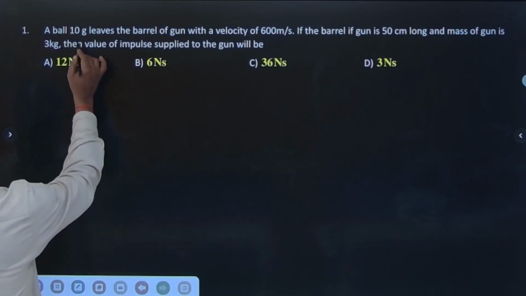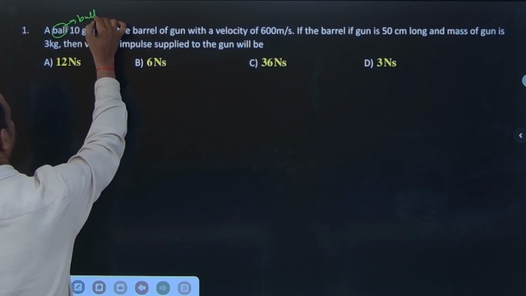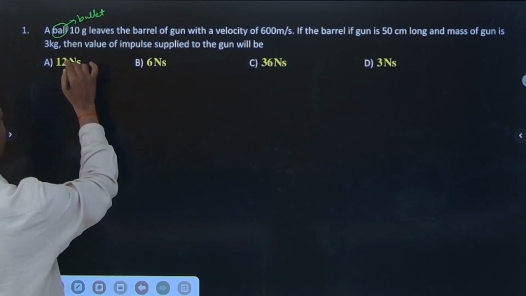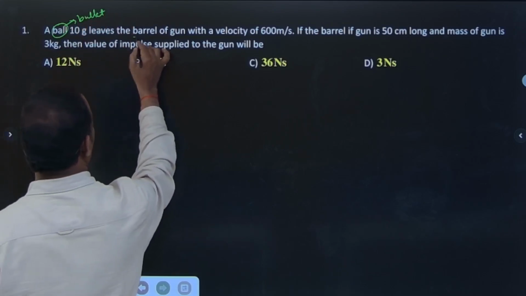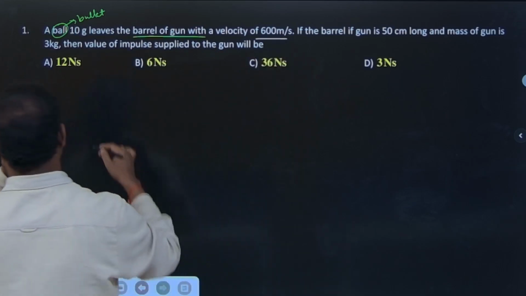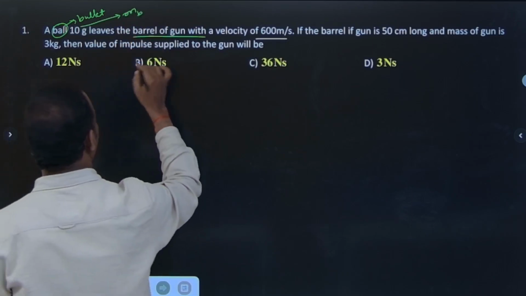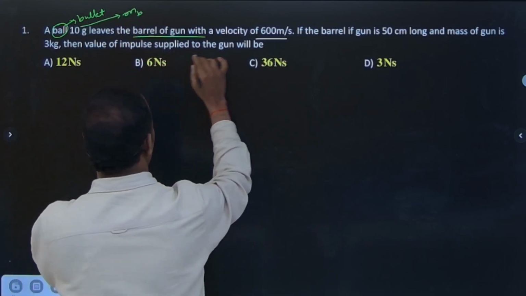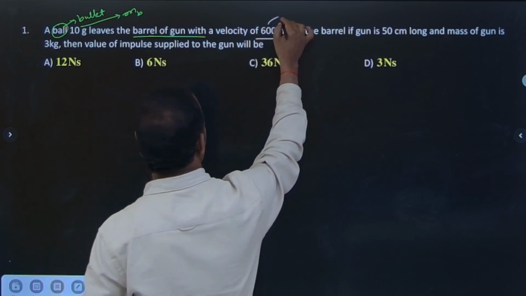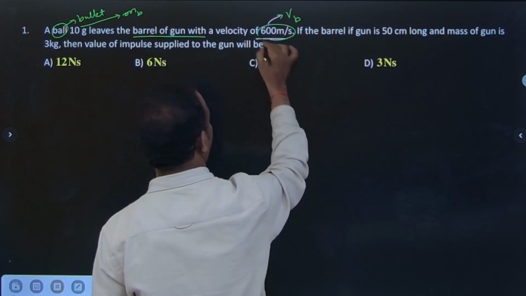A ball of 10 gram, you take it as like a bullet. A bullet of mass 10 gram leaves the barrel of a gun with a velocity of 600 meter per second. So this is the mass of the bullet, which leaves the barrel with a velocity. The velocity of the bullet is 600 meter per second.